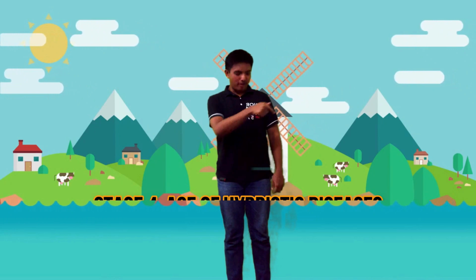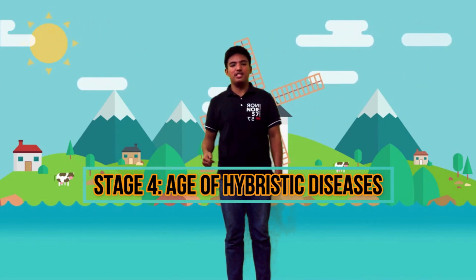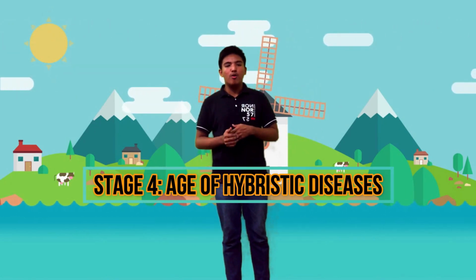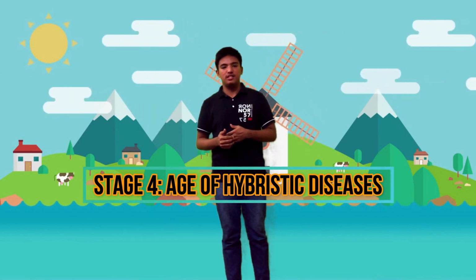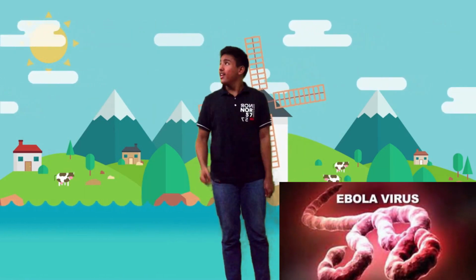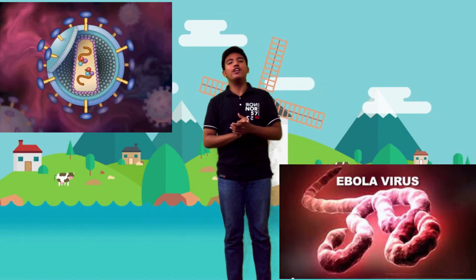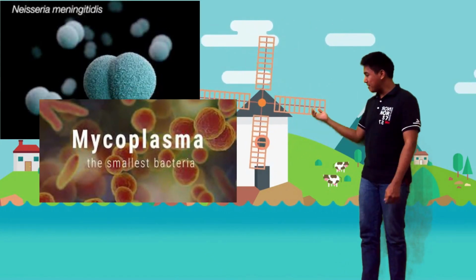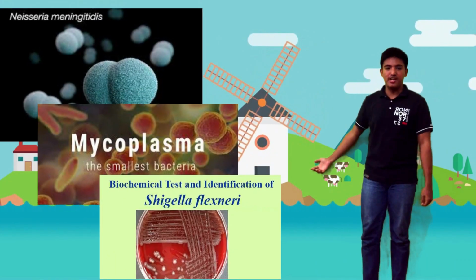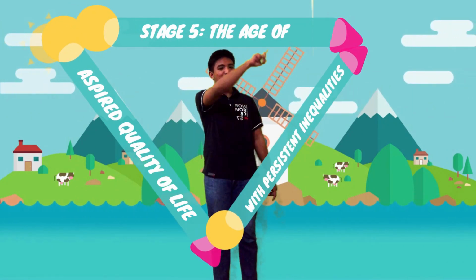But in 1998, Barrett proposed 2 additional phases. Stage 4, or the age of hybristic disease, came with new diseases that have evolved through time and have become more lethal due to antibiotic resistance. Diseases like Ebola and HIV are examples. And according to the London Post, new diseases were discovered as of 2019, namely Neisseria meningitidis, Mycoplasma genitalium, and Shigella flexneri.